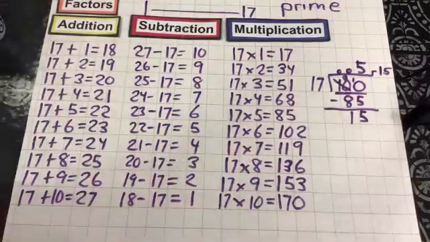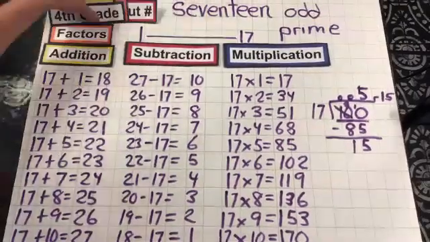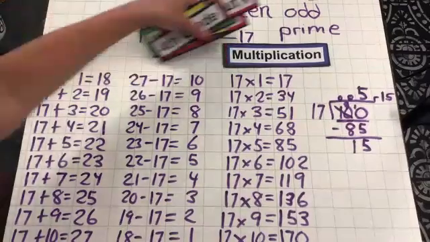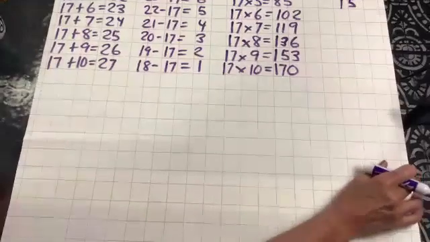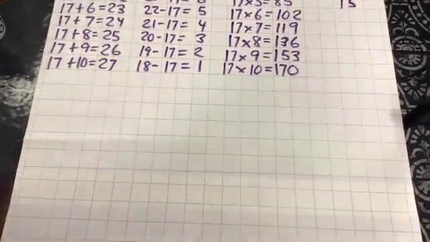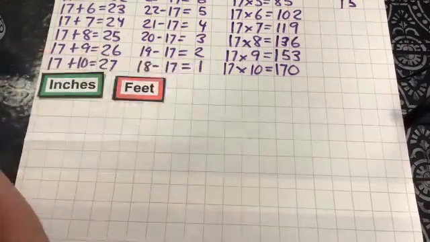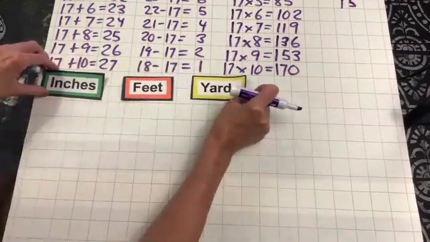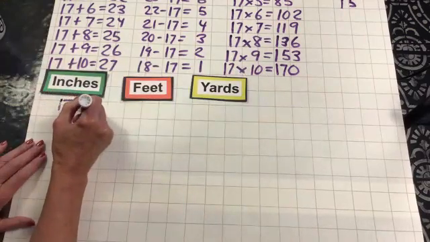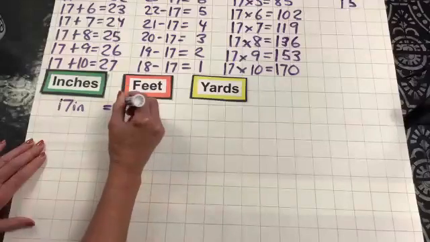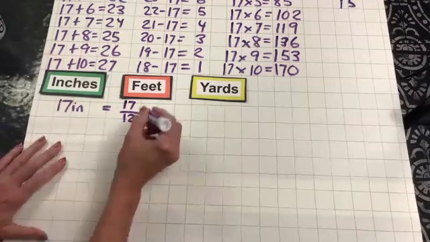Let's go down to our measurements. So we're going to start off with linear measurements. And hopefully you already have these written down. Practicing our linear: inches, standard form, feet, and yards. All right, so we have 17 inches. That means we have 17 out of 12. It takes 12 inches to make a foot.